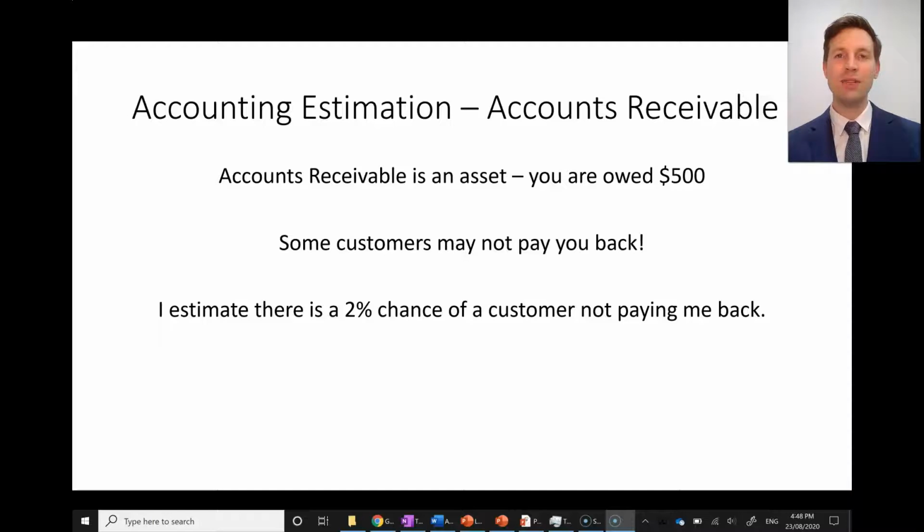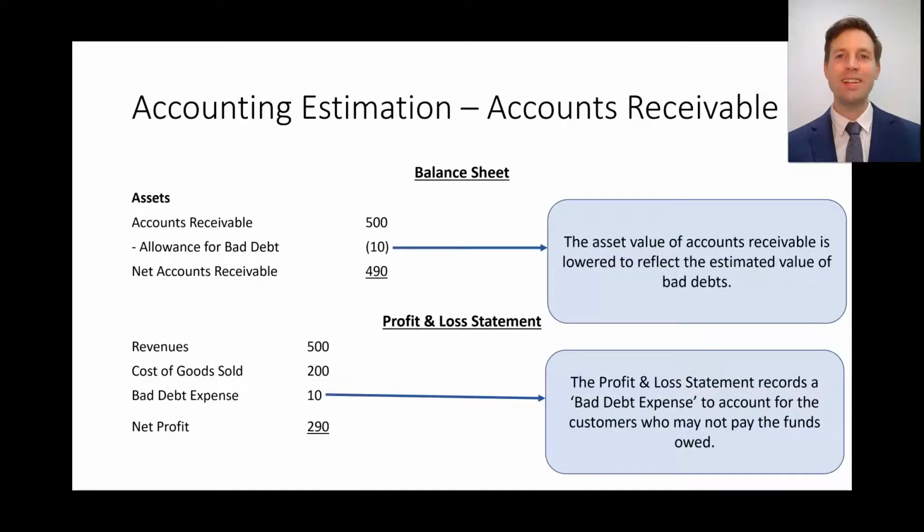So what the accountants have to do is recognize this in the financial statements. So in this example, I'm going to estimate that 2% of my customers are unable to pay me back. That means 2 customers who owe me $5 each or $10 in total, I may not get paid back. Here's how I would account for this uncertainty on my balance sheet and profit and loss statement. On my balance sheet, I've got the accounts receivable asset worth $500. But if I truly believe that I'm not going to receive $10 of that, then it's not truthful or honest to report that I'm owed $500.